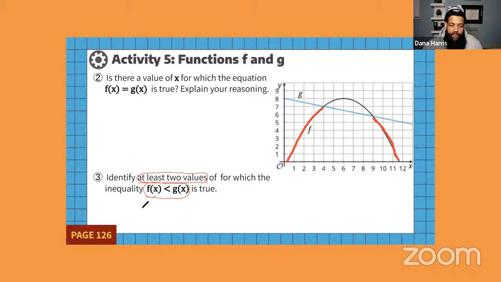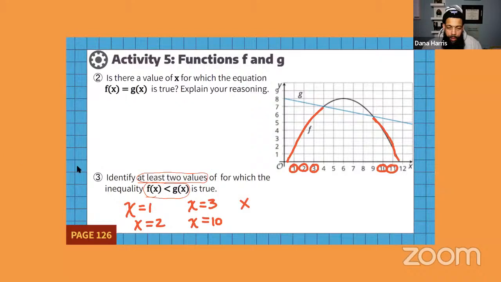So what we're going to say is we can use this input, this input, this input, but we don't want to say 4 because they are the same at 4. We don't want to say 9 because they are the same at 9, but we could say 10, we could say 11, and it doesn't go all the way to 12. But if it did continue, it would be lower at 12. So we could say x equals 1, x equals 2, x equals 3, x equals 10, and x equals 11. So for all of those 5 values, f of x is lower than g of x.